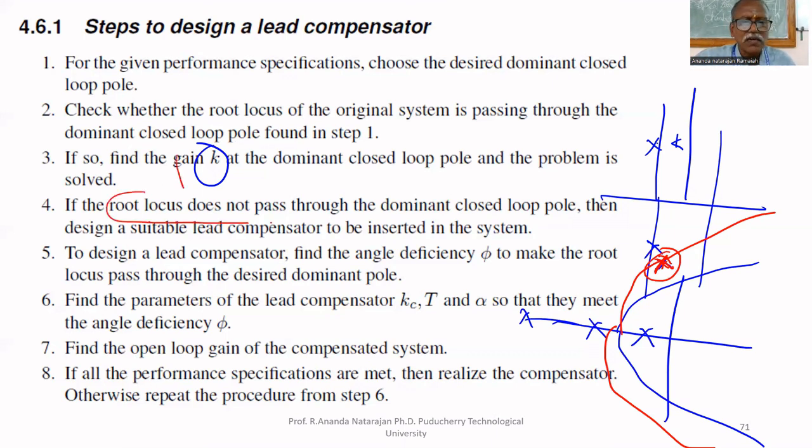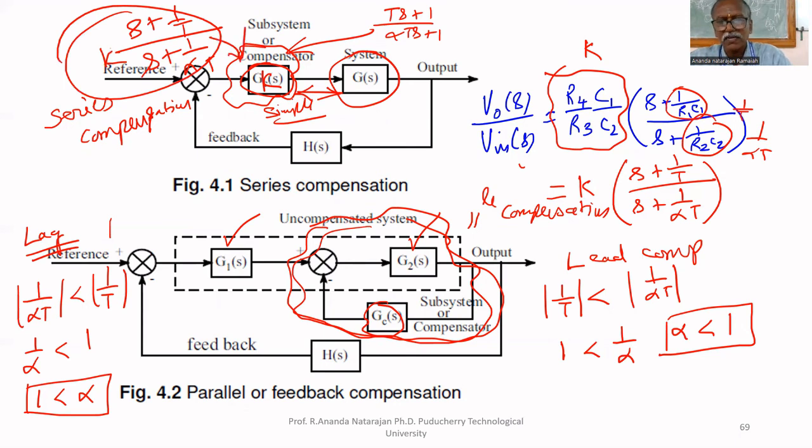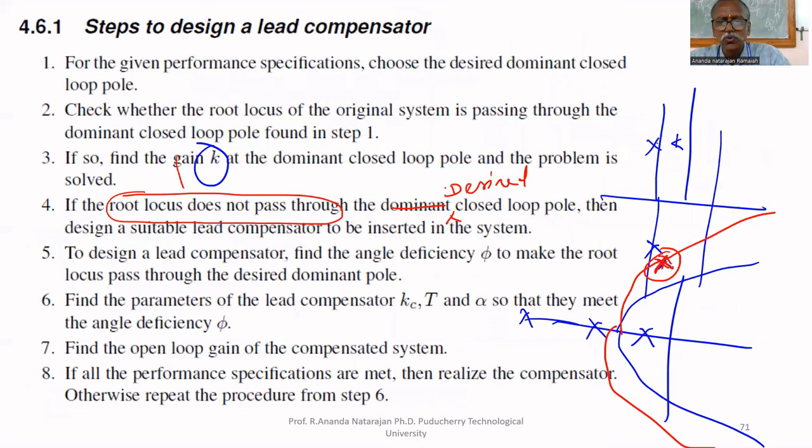If the root locus does not pass through the dominant desired closed loop pole, then design a suitable lead compensator to be inserted into the system. Where we are inserting it, earlier we put K only here. Now we are not putting K, we are putting (s plus 1 by tau) divided by (s plus 1 by alpha tau), multiplied by K. This is what we are including here for the lead compensator. Like that, you find a suitable lead compensator and insert it in the system.